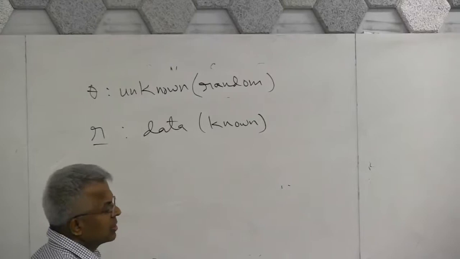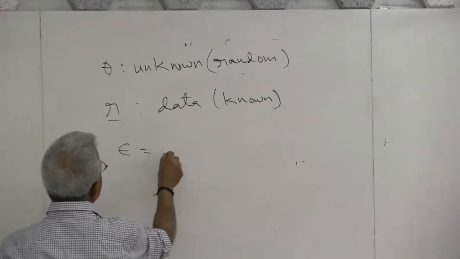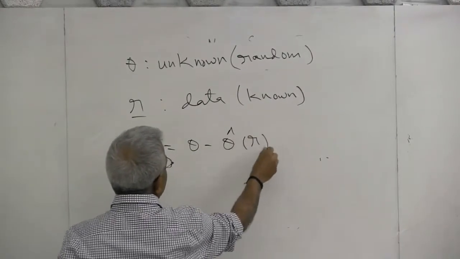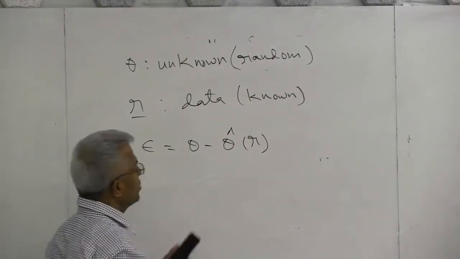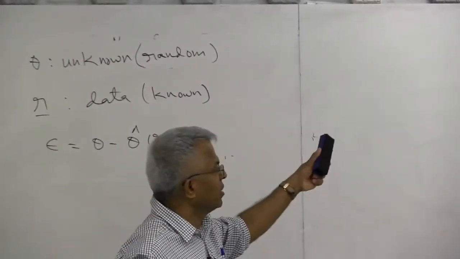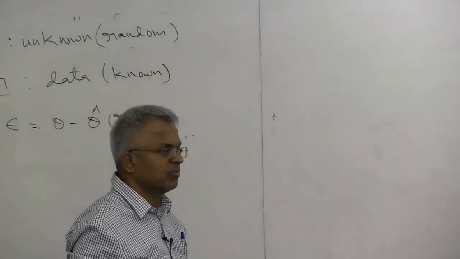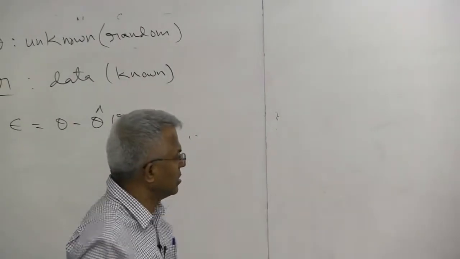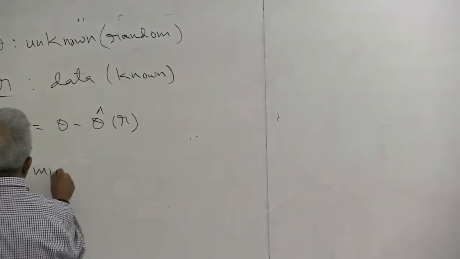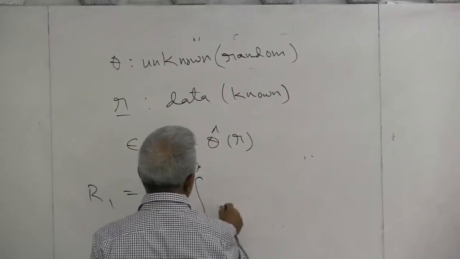So again, the same thing, we have error. Error is, of course, theta minus your estimator. We went through all this, right? We find a cost function. The cost function is a random variable, so we try to find the average value of the cost function, which is the risk. And then we said that it's enough to do the inside one, so you can minimize R1. Remember, minimization is over theta hat.